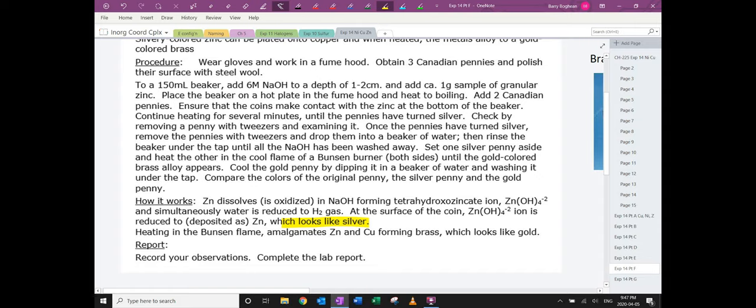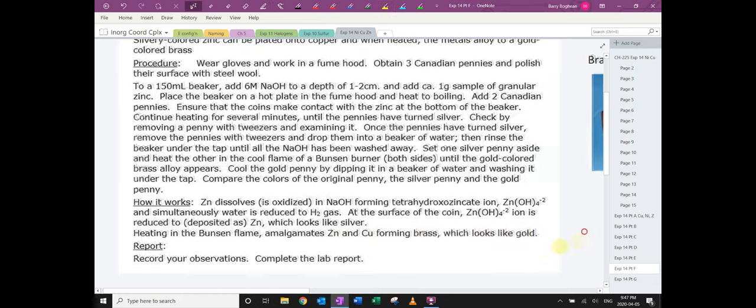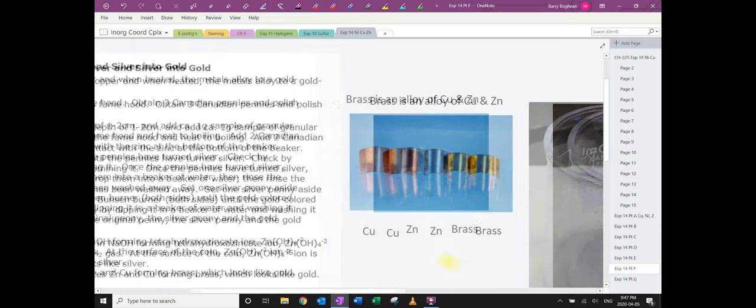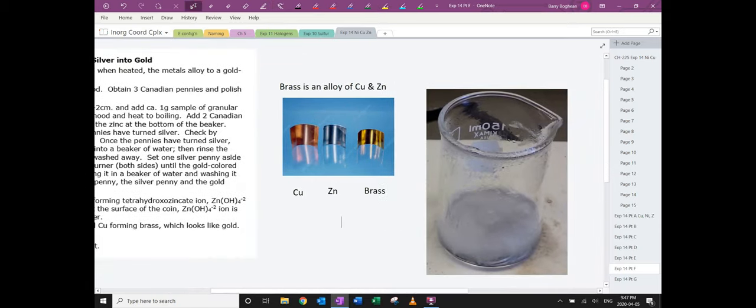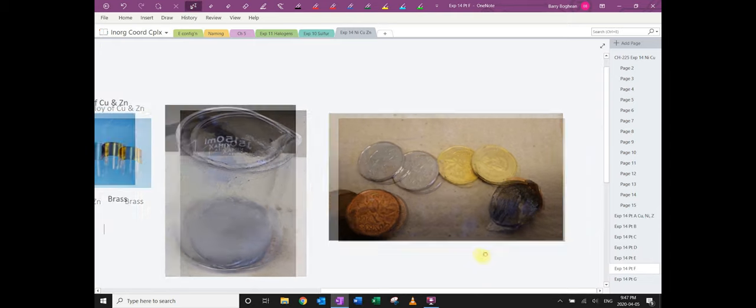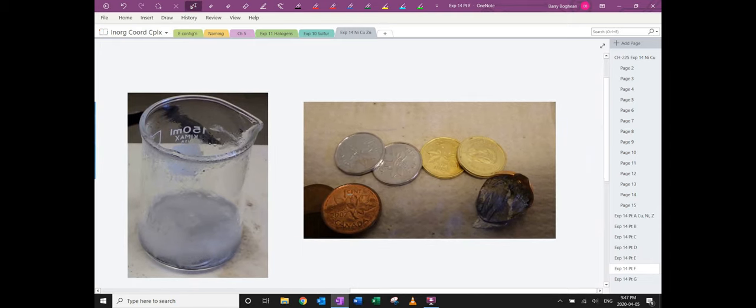Then we'll take some of those silvery pennies and put them in a low temperature flame, and the zinc and copper from the penny, zinc from the coating, will alloy or amalgamate to form brass, and the brass looks like gold. So here's copper plus zinc, which looks like silver, alloy to make brass. And spoiler alert, here is the boiling sodium hydroxide with the pennies in it. You can see them already coated in silver. And then after a bit of heating, some of our silver turns to gold.